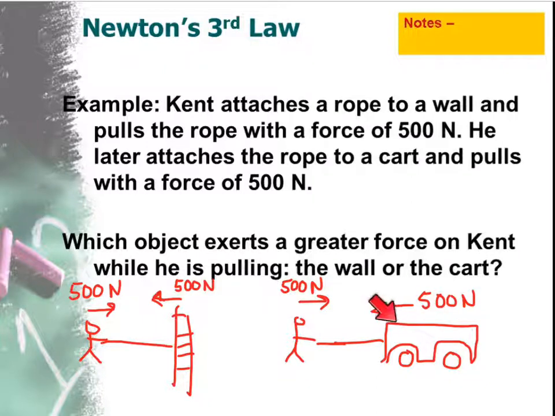So in this example, even if this were a much smaller mass than the wall, Kent and the cart would experience a lot more acceleration. However, in this case, where the wall is very massive, Kent wouldn't experience a lot of acceleration. He would just end up pulling on the wall and probably staying pretty stationary. Whereas here, he would start to experience an acceleration in this direction.